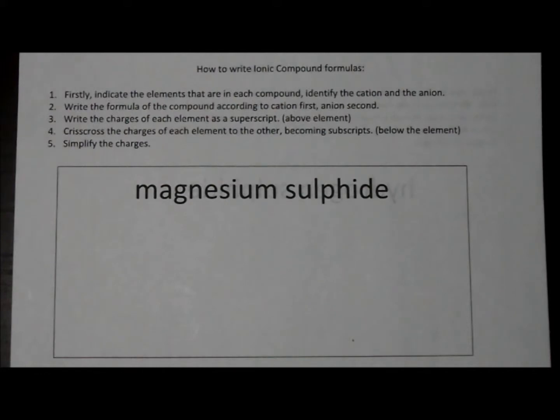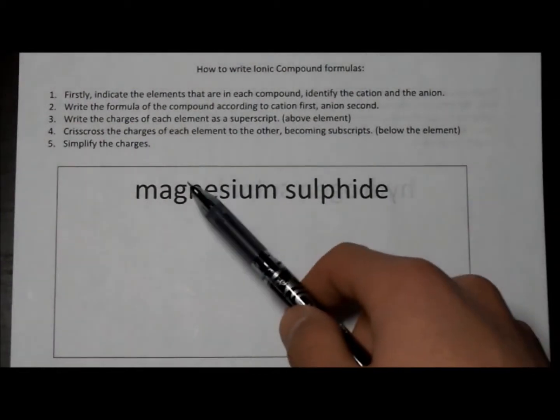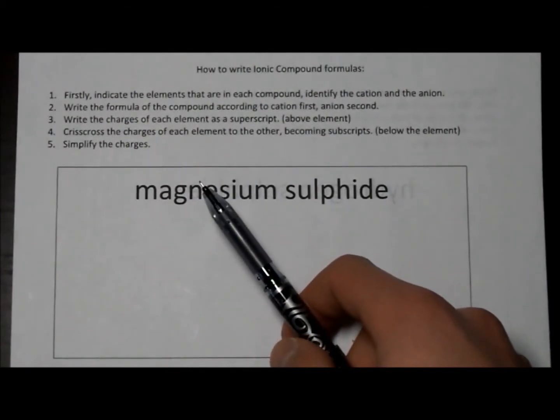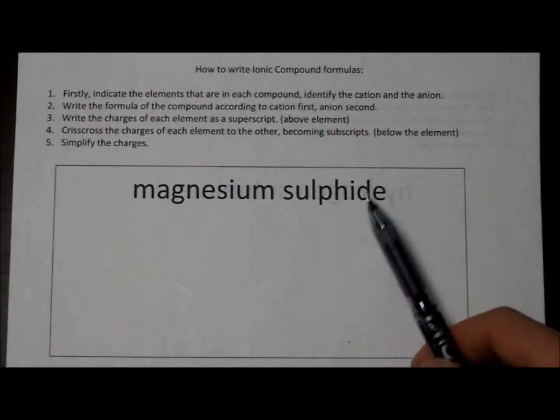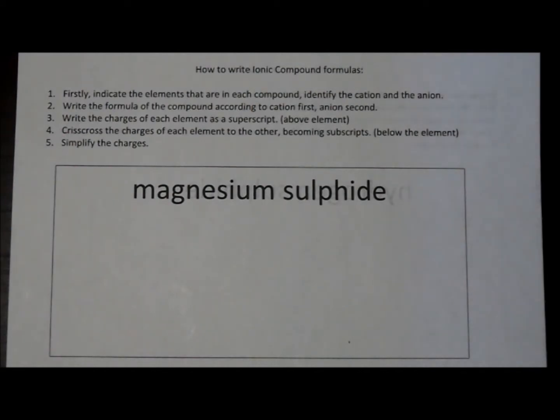Alright, so this is the second part of the video to teach how to write ionic compound formulas. So previously we just wrote how to write its name, so now we're going to be working backwards. So firstly, to write the ionic compound formula, we need to indicate the elements that are in each compound, and we need to identify the cation and the anion. So we know that magnesium is the positively charged cation, and sulfide is negatively charged, the anion. So that is the first step. No need for writing, just a little bit of a clarification.